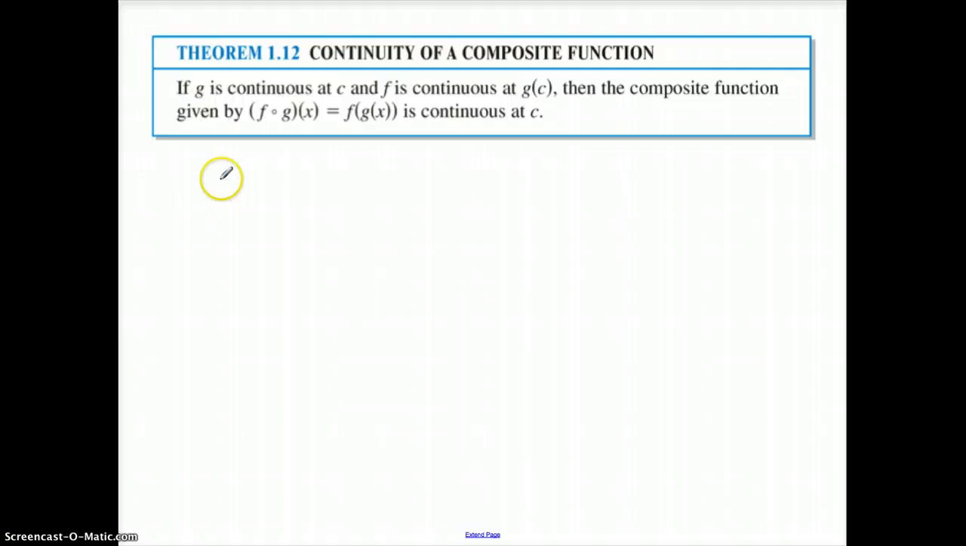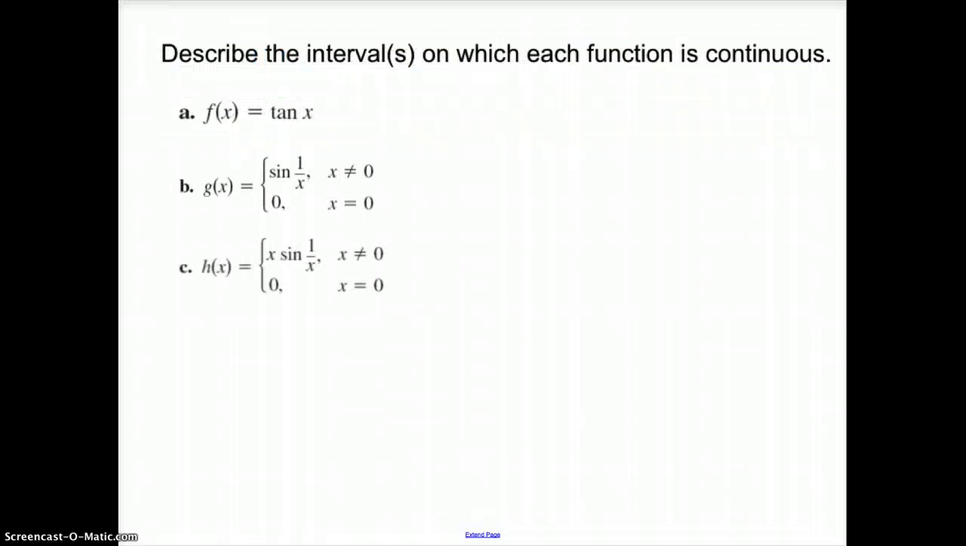The other thing you can do with functions that are continuous, if you have two functions that are continuous, and this one's continuous at the y value that you get when you plug in c, then you can do the composite function. So f of g of x is continuous at c as long as when you plug in c to g, then the f function is continuous there. So tons of ways for continuous functions to create new continuous functions.